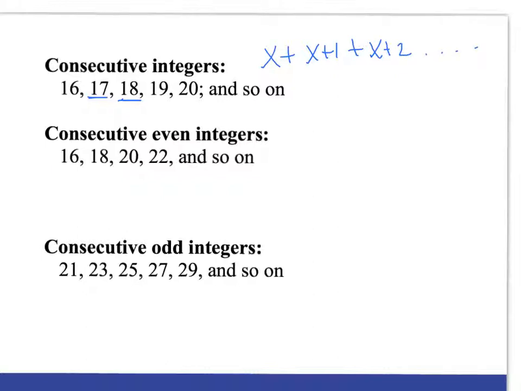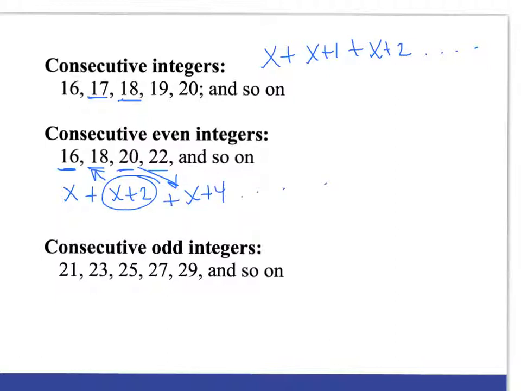Now if you have even integers, what are we counting by? 2? We are. So x is 16. 18 is really x plus 2 because that's the next one. And then what would 20 be? x plus 4. So we're adding that.